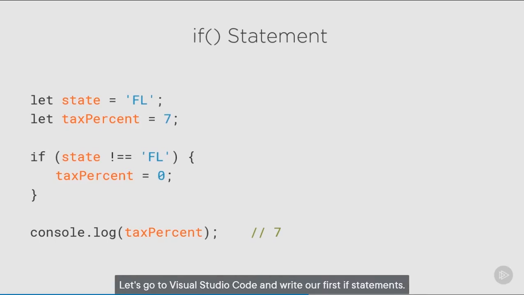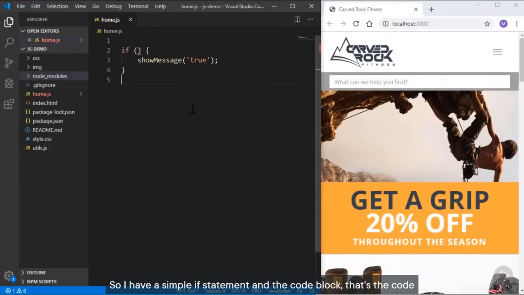Let's go to Visual Studio Code and write our first if statements. So I have a simple if statement, and the code block, that's the code between the parentheses, will show the message true.